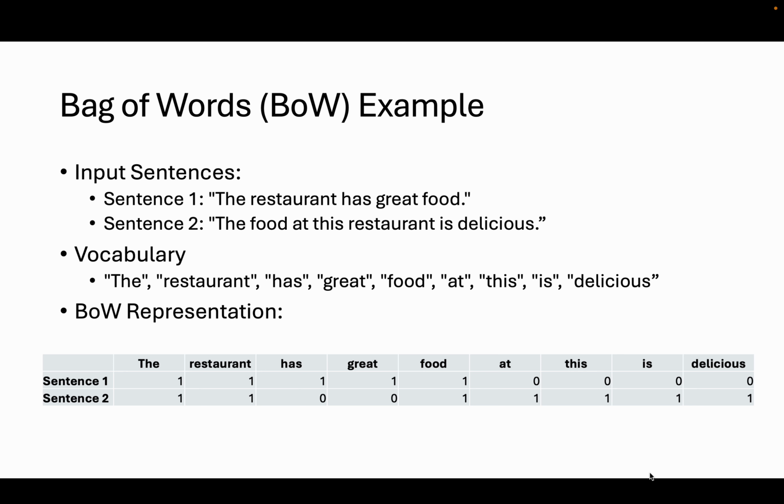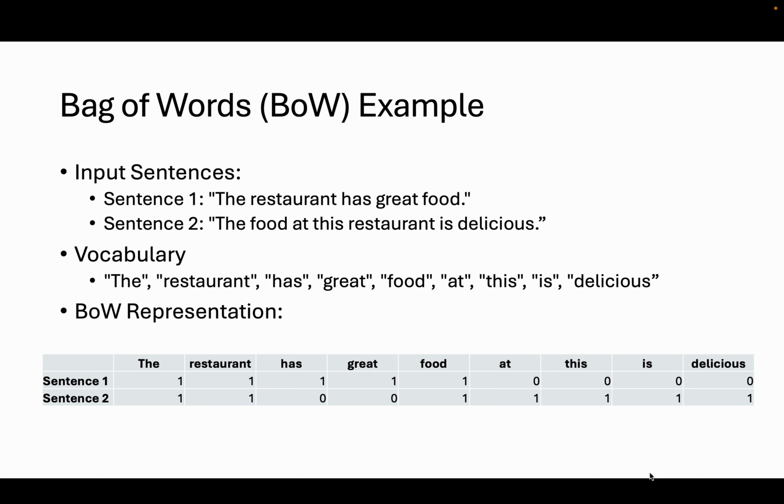Let's see how bag of words works using a simple example. First, let's take two sentences. Sentence 1: the restaurant has great food. Sentence 2: the food at this restaurant is delicious. These sentences will be our input data. Now we build our vocabulary. The vocabulary is a collection of all the unique words in the input sentences. So here our vocabulary includes: the, restaurant, has, great, food, at, this, is, delicious. Notice that each word appears only once in the vocabulary, regardless of how many times it appears in the sentences.